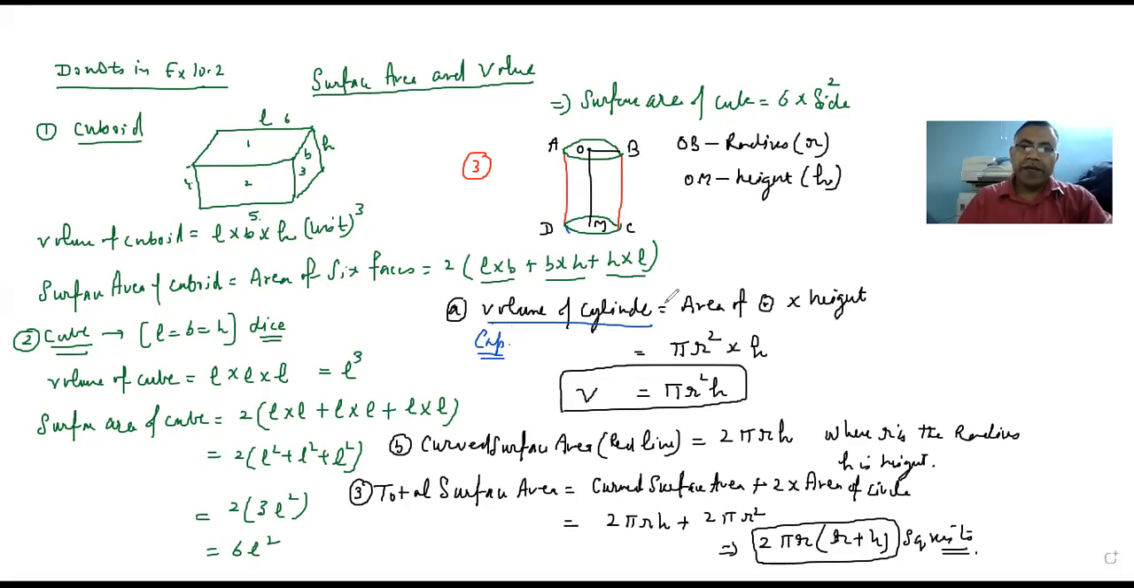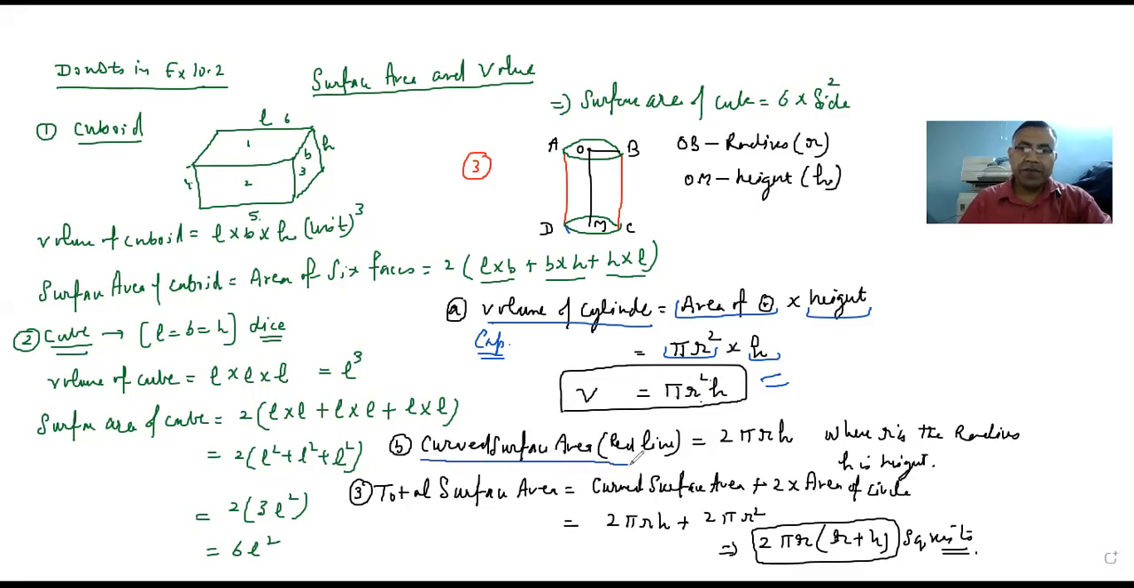So the formula to get the volume is the area of the circle. Why circle? Because at the top and at the bottom there are two circles, multiplied by the height. So the area of the circle is pi r square and the height is h. So pi r square h is the formula to get the volume of a cylinder. So this is pi r square h.